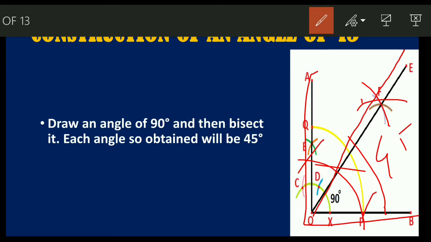It is bisecting the angle 90 degree. This is how you have to draw it.